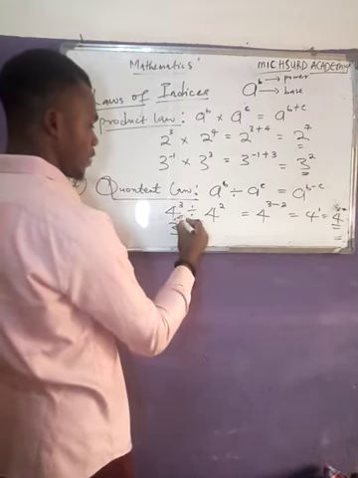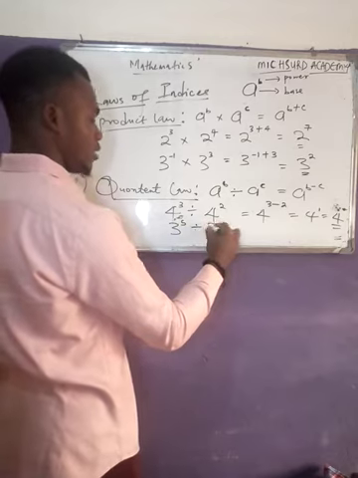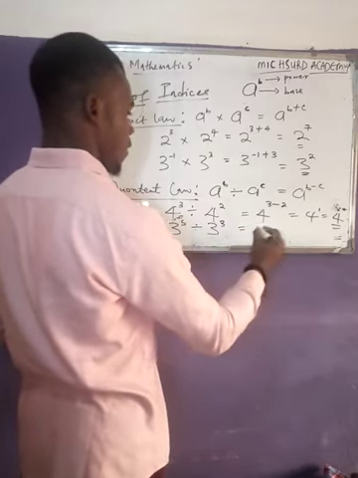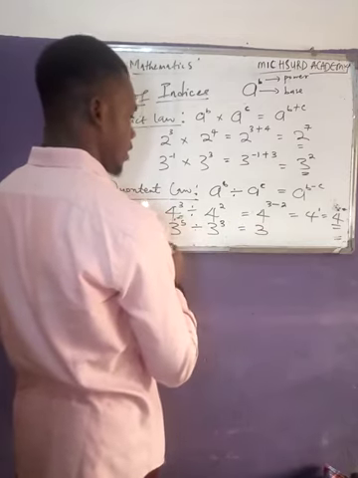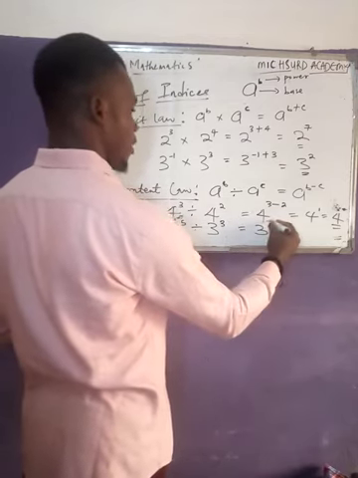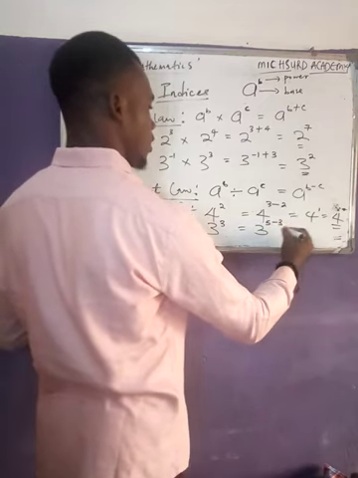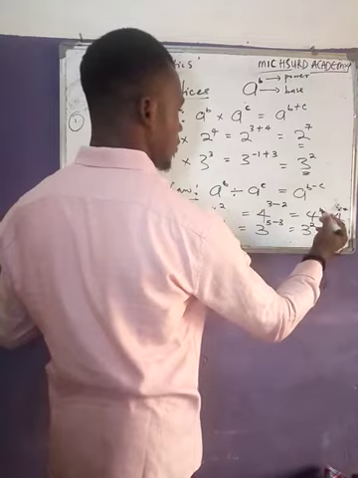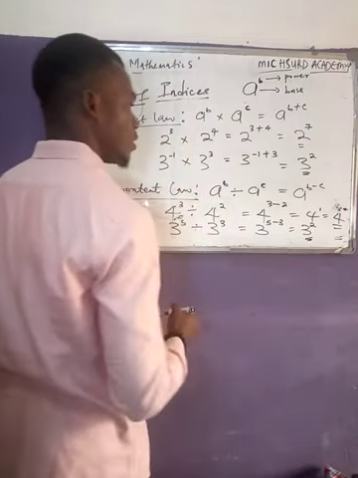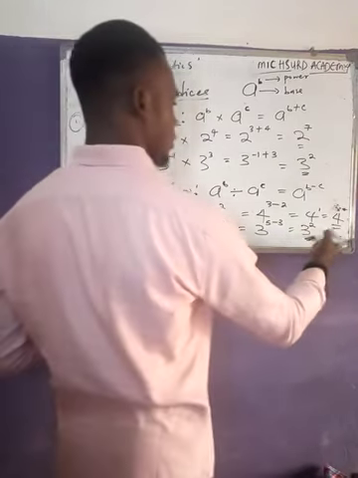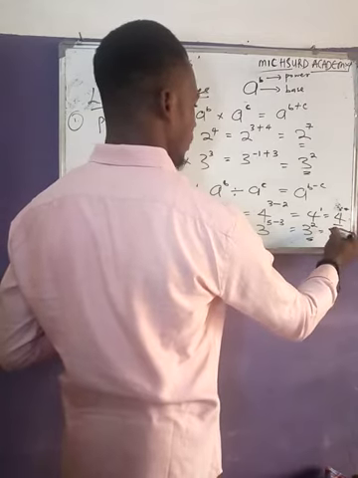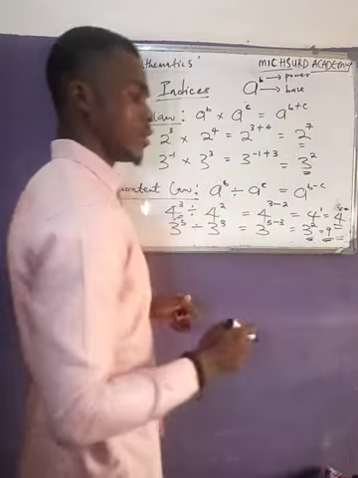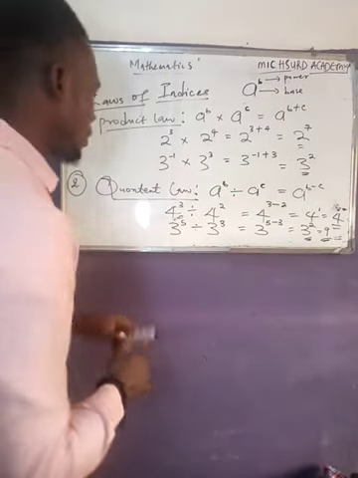Another example, if we have 3 raised to power 5 divided by 3 raised to power 3, this will be the common base, which is 3. Then we subtract the powers. We have 5 minus 3, which is equal to 3 raised to power 2. So this becomes our answer. Of course, you can still leave your answer as 3 times 3, which is 9. The same thing happens to these ones. So this is the quotient law.